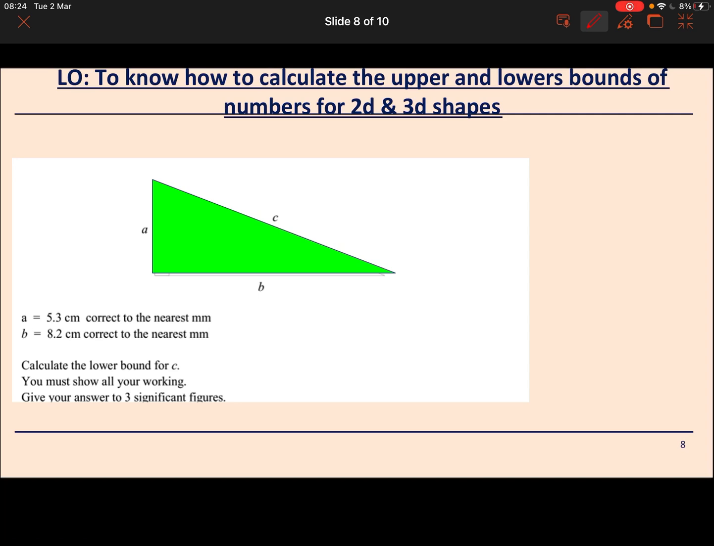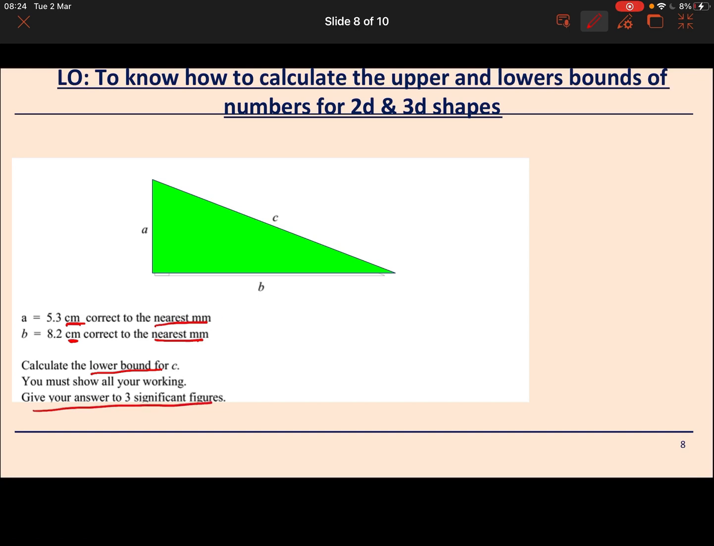Okay. So reading the question, it says that A is 5.3 centimeters, correct to the nearest millimeter. B is 8.2 centimeters, correct to the nearest millimeter. Calculate the lower bound for C and show all your working out. Give your answers to 3 significant figures.